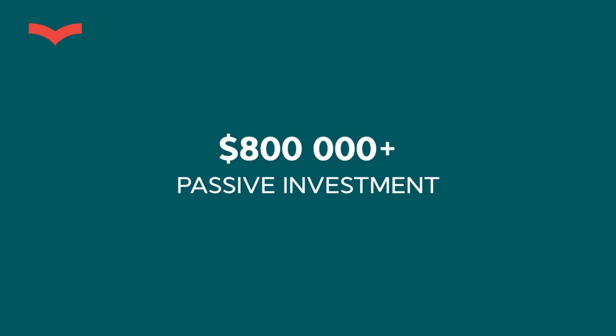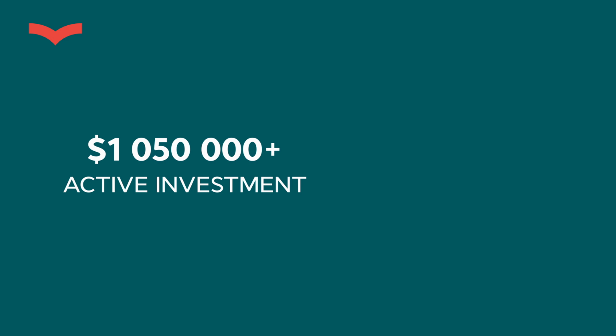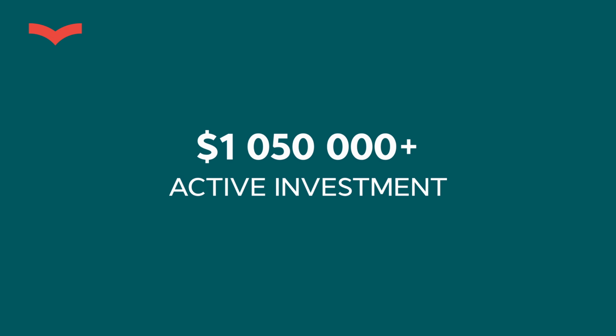What does that program mean? This is the employment-based program of the 5th category. If you invest starting with $800,000 in a passive investment or $1,050,000 in an active investment, and you get approved, you will be able to get the green card for yourself, your spouse, and your children below 21 years old who are not married.